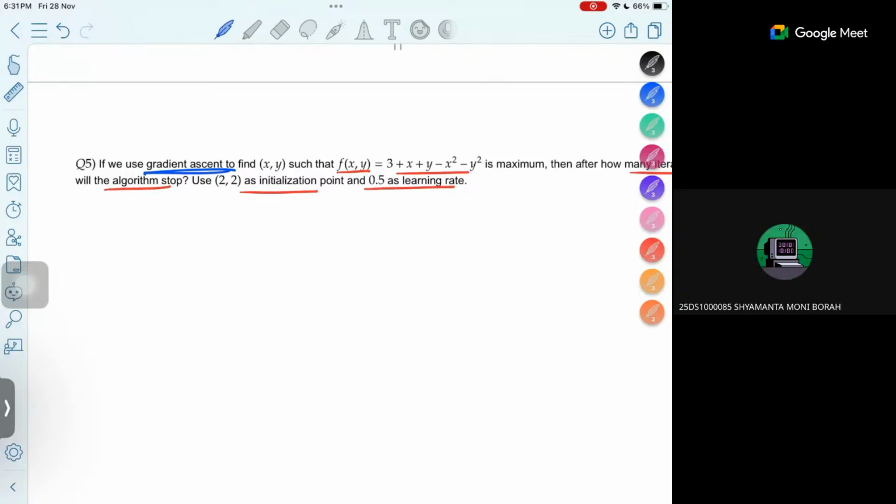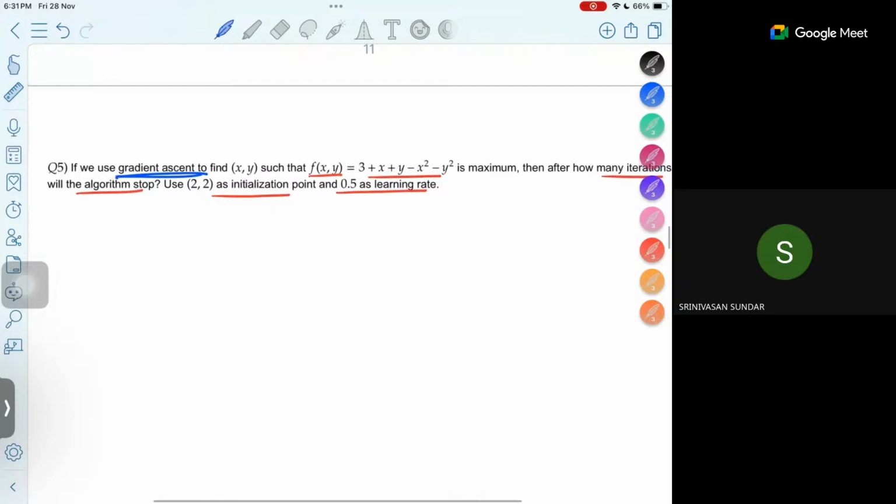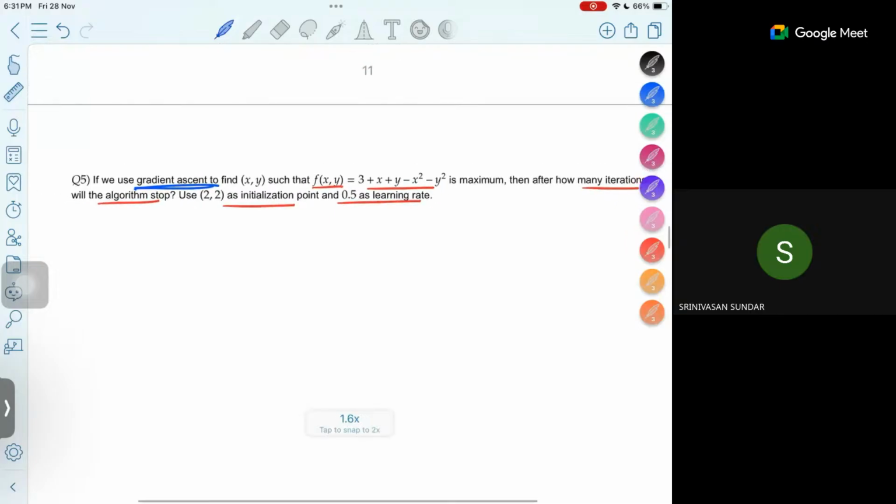It is plus eta times the del f of w. And the second thing is the question is not asking after how many iterations the algorithm will converge. The question is asking after how many iterations the algorithm will stop. The convention that we follow, at least for the purpose of our course, is if we have reached the lowest possible value of the objective function, we say that the algorithm has converged.